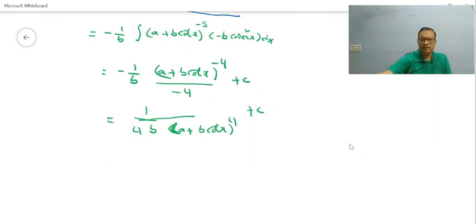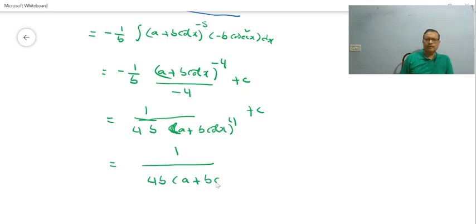What is the final answer? That is 1 by 4b (a + b cot x)^4 plus constant.